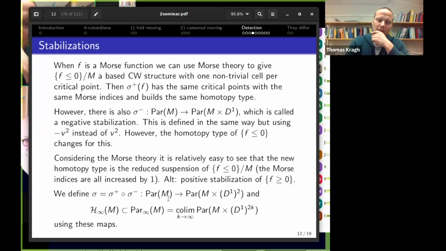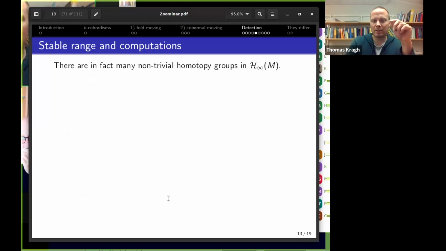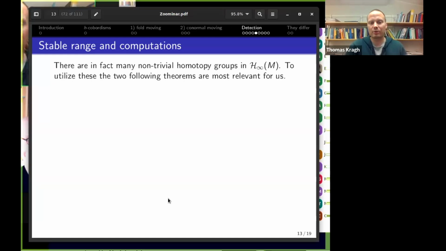Okay. The reason why I'm being a little careful with this is so that you may appreciate these theorems that I'm going to cite now. But first of all, let me say there are many non-trivial homotopy groups of H infinity of M. And I will say a little bit more about this when I show a few theorems that we need to actually see some non-trivial homotopy groups.